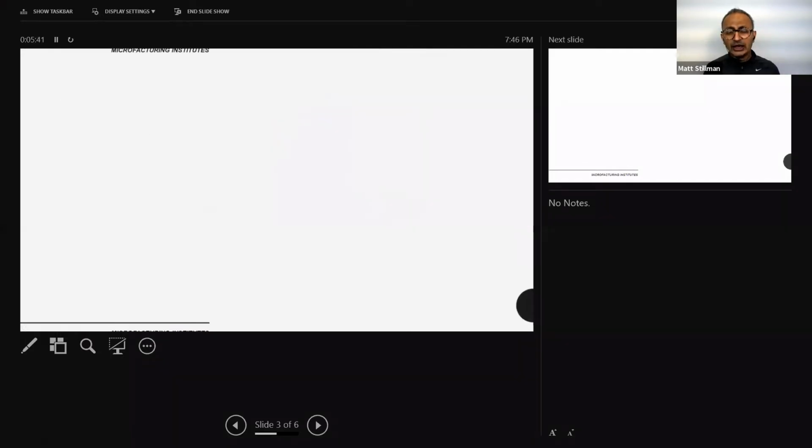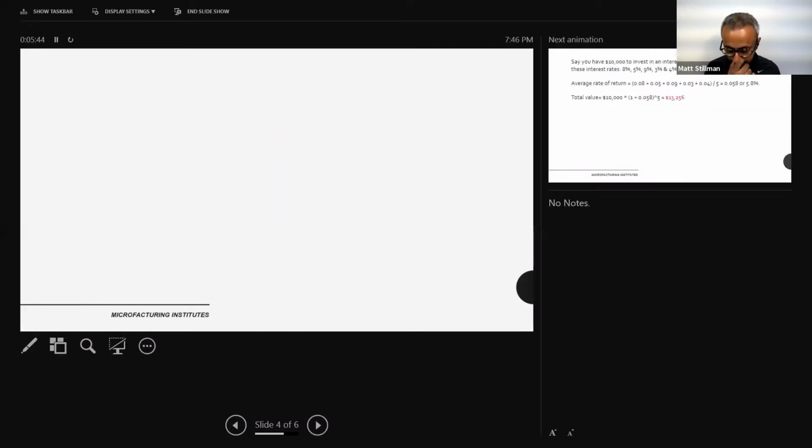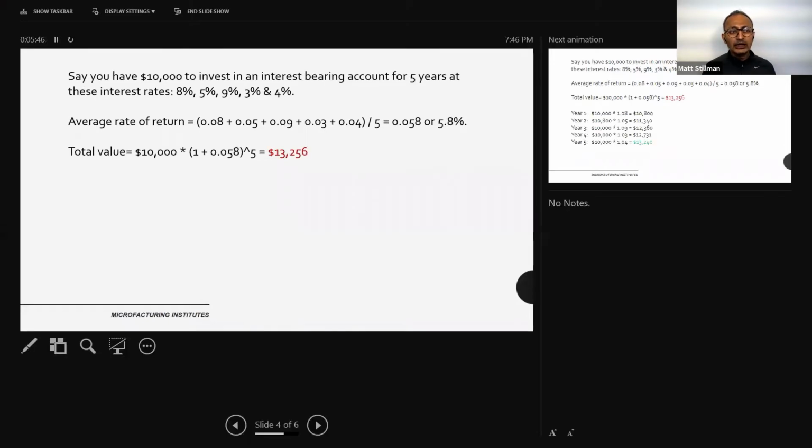So why did I bring this up? This comes very much into the investment realm. Let's say you have $10,000 to invest in an interest-bearing account for say 5 years at different interest rates.